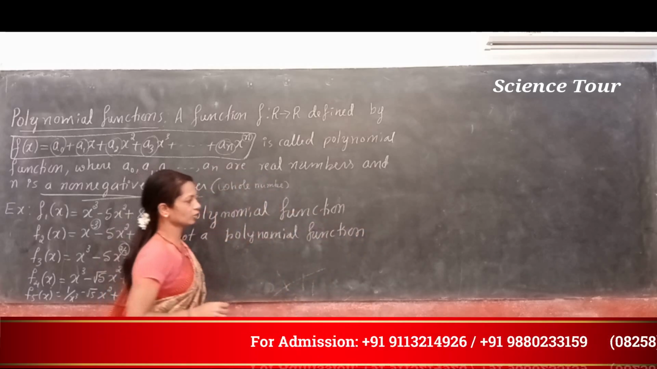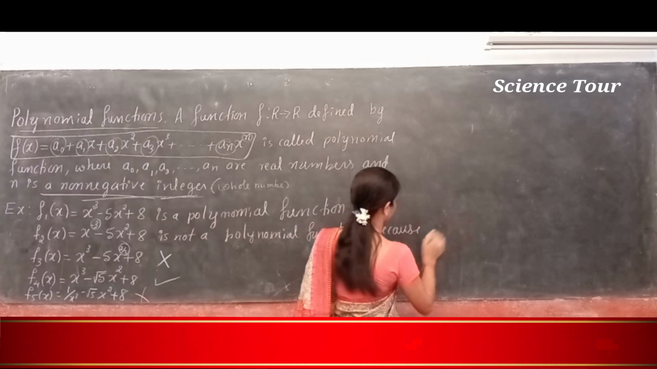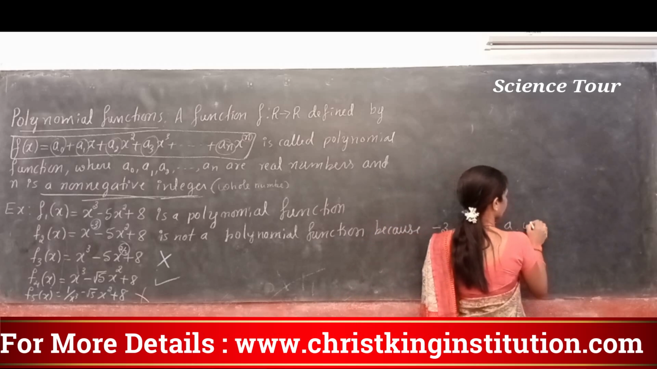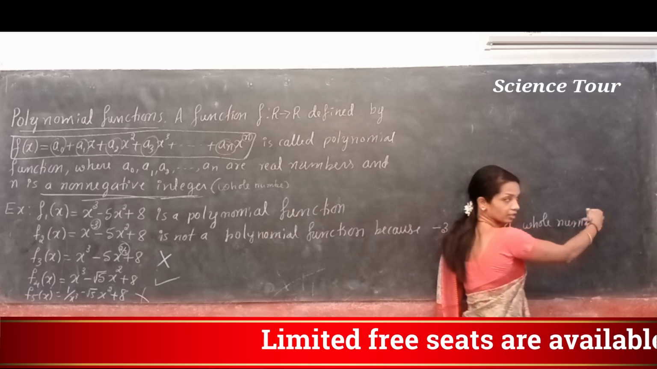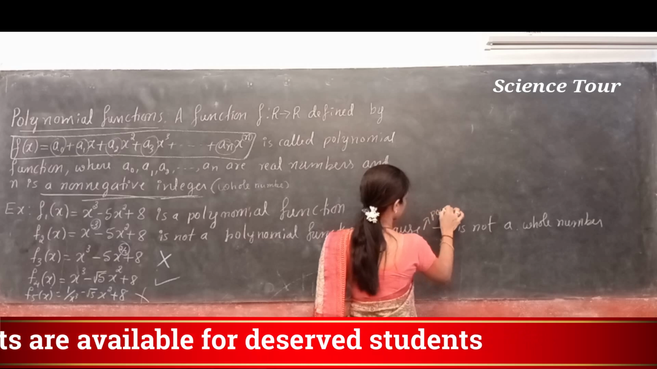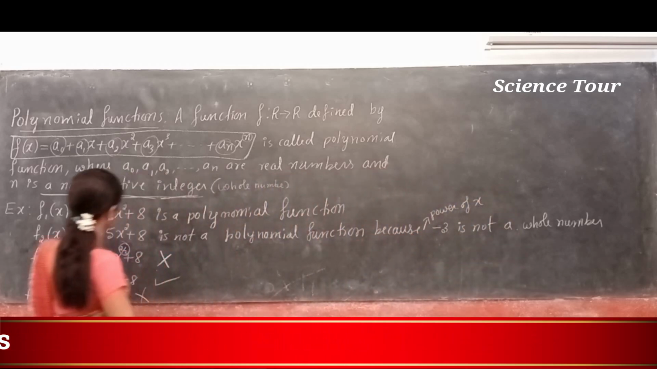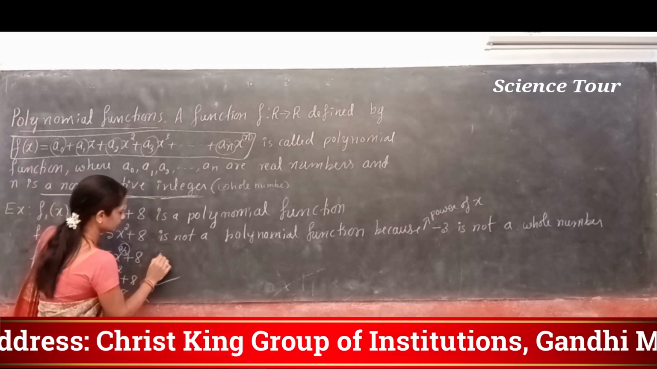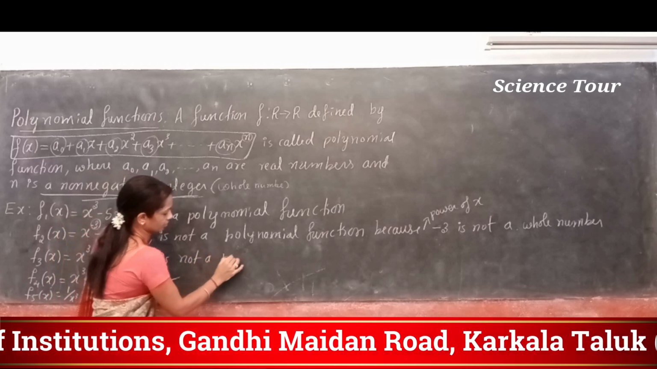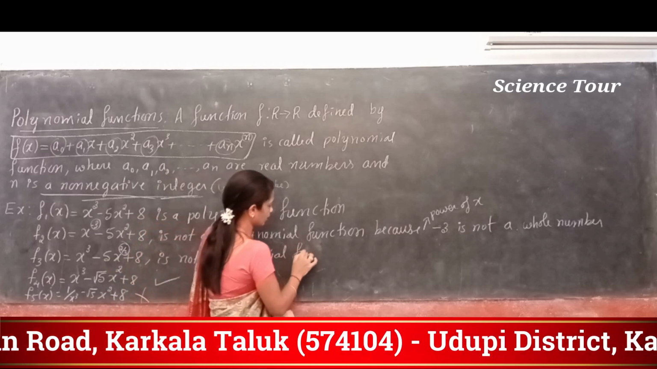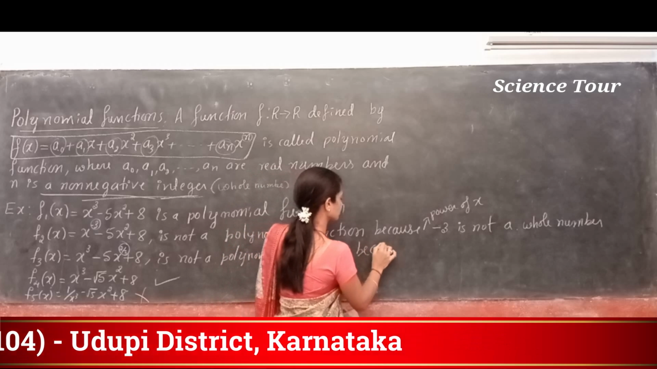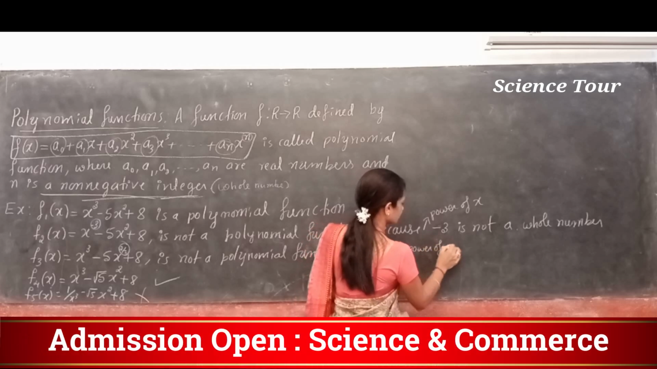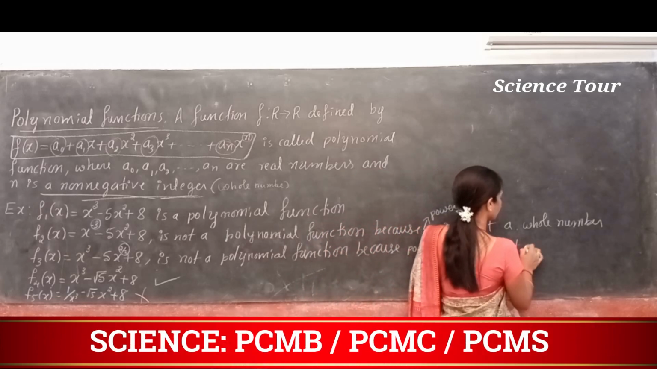Not a polynomial function because minus 3 is not a whole number or a non-negative integer. Okay, because the power of x here, the first power of x, that is minus 3, is not a whole number. Next, f3 of x is not a polynomial function because the power of x, 2 by 3, is not a whole number.